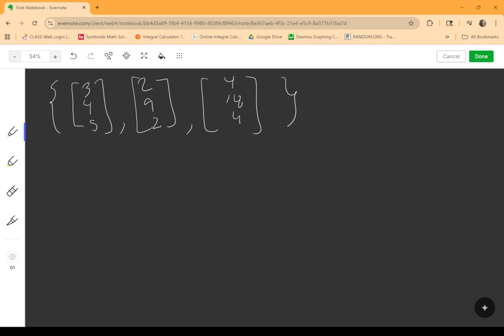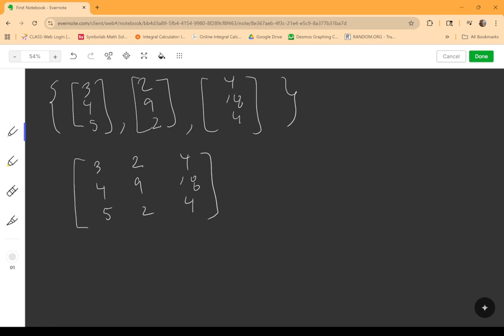Okay, and again, in the last video, we ended on the theorem that stated that this comes down to solving a homogeneous linear system, where the columns of my matrix are made up of these vectors. So we have 3, 4, 5, 2, 9, 2, 4, 18, 4. Since we are dealing with the homogeneous system, I avoid putting the augmented part, since it's just all zeros. So I just work with this matrix here.